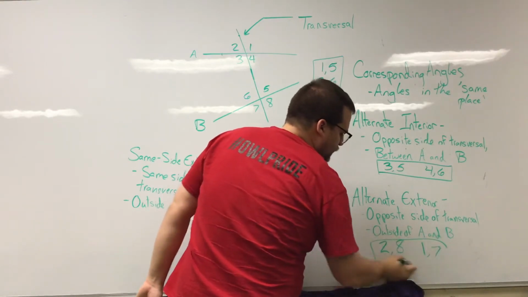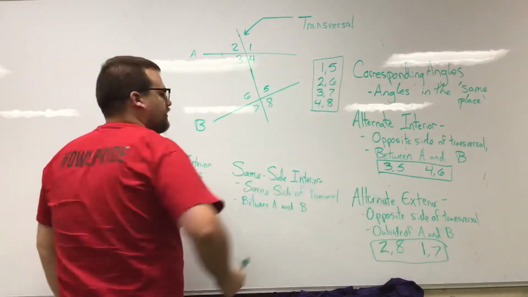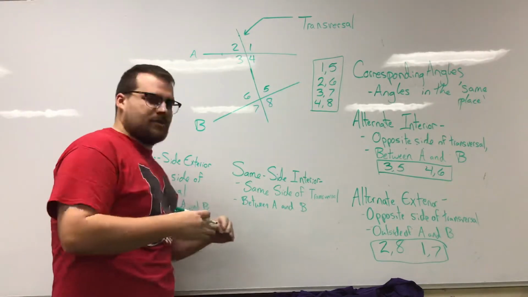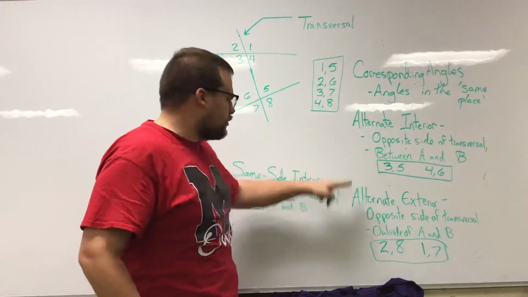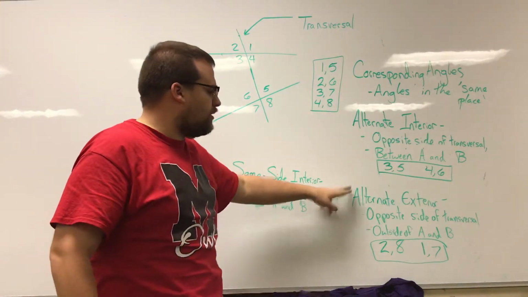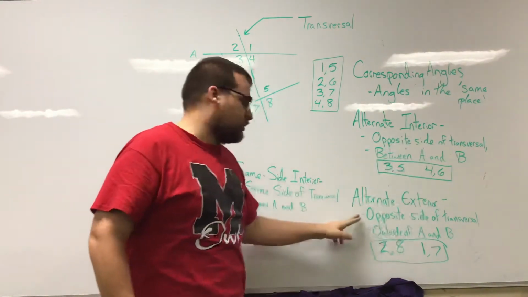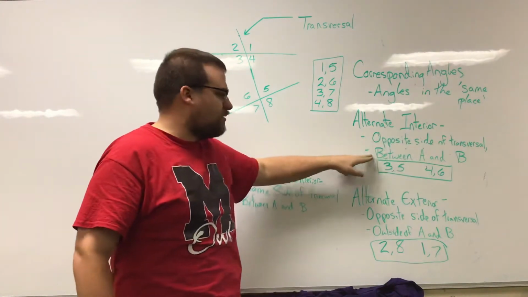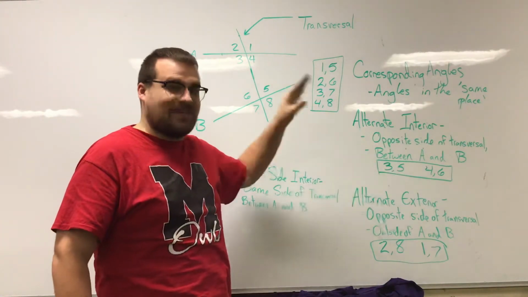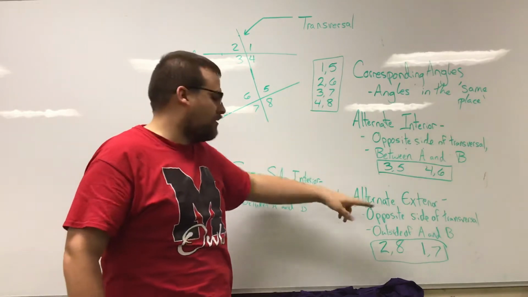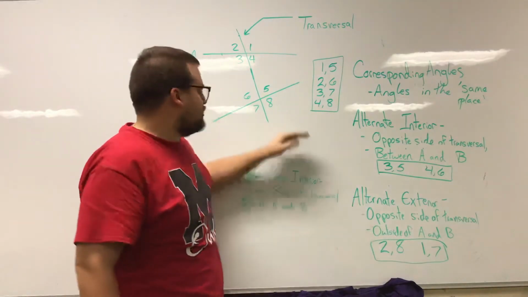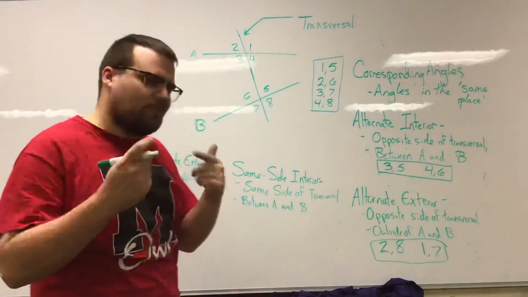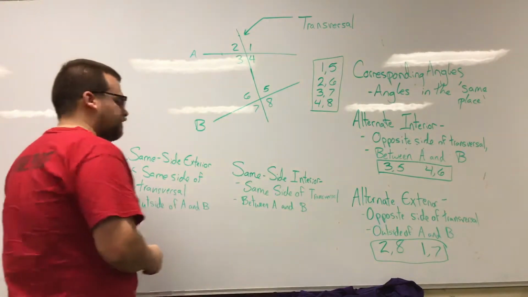We can start maybe realizing some of the terms in our vocabulary relate to parts of this definition. The alternate part of our vocabulary refers to the opposite side of the transversal. The interior part says that it's between those lines, that it's inside those lines, right? The exterior part says it's on the outside or the exterior of those lines. That's where we get some of these words from.